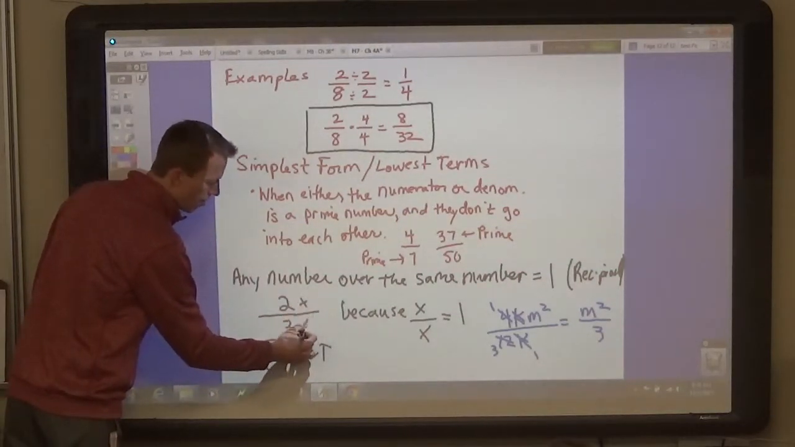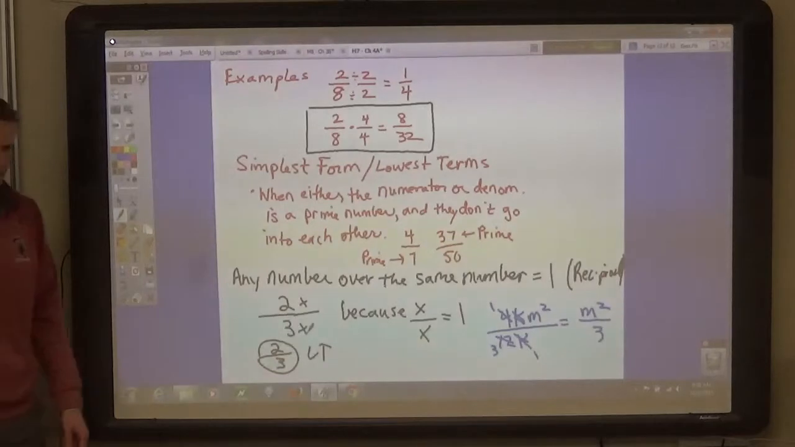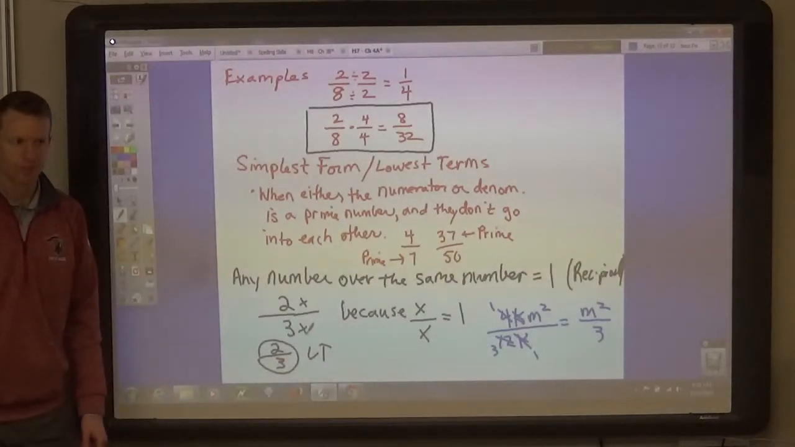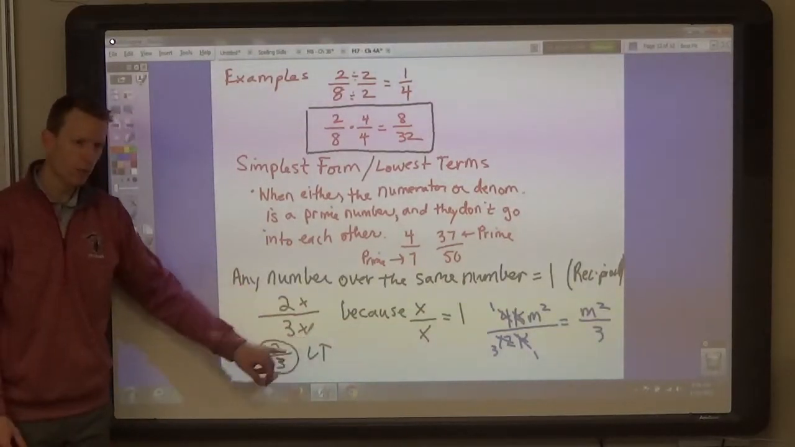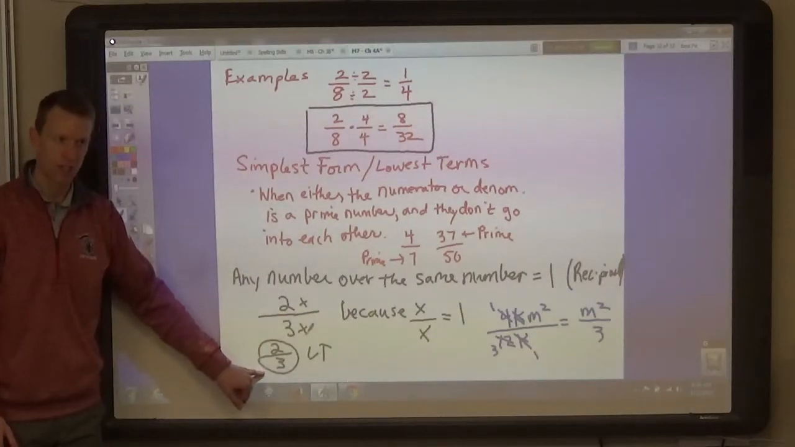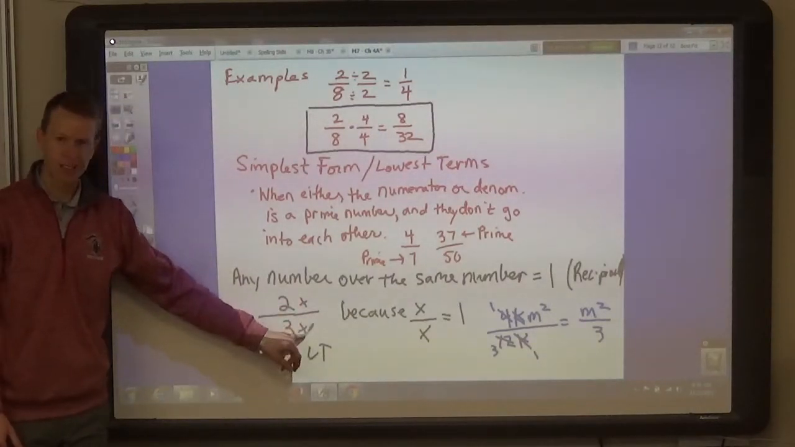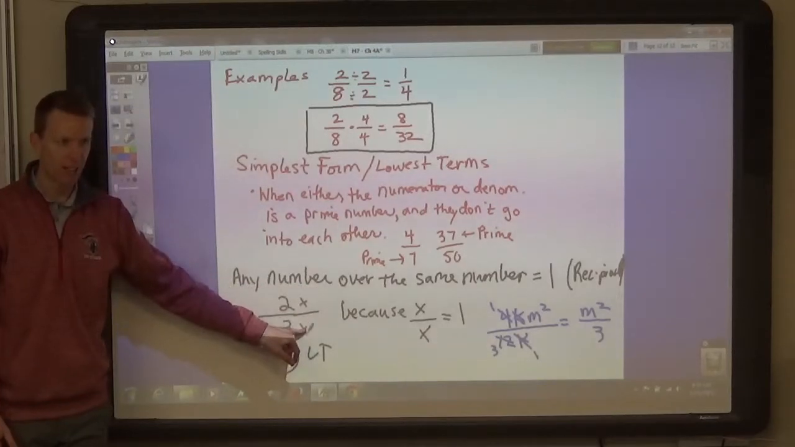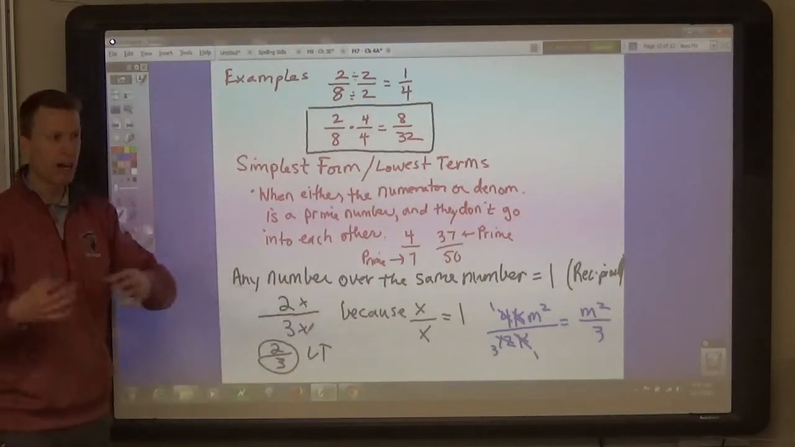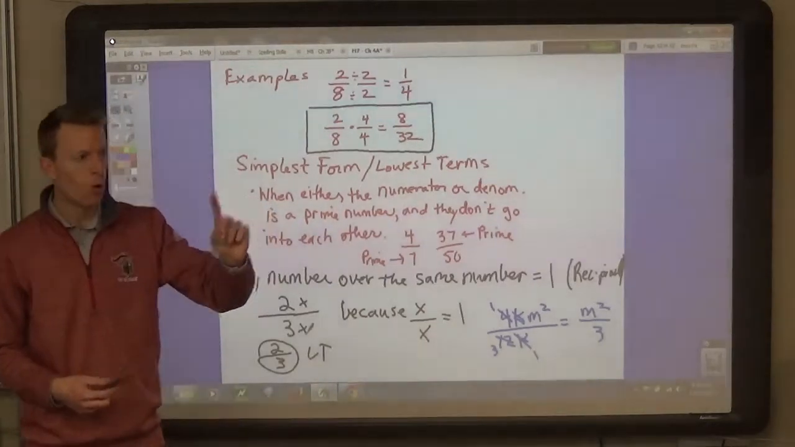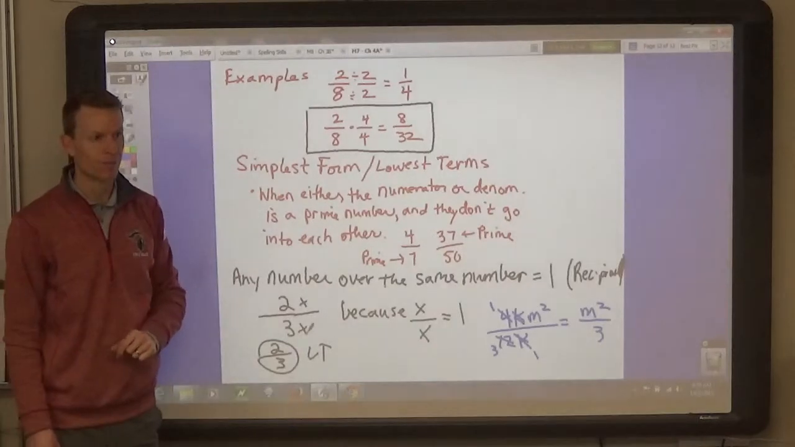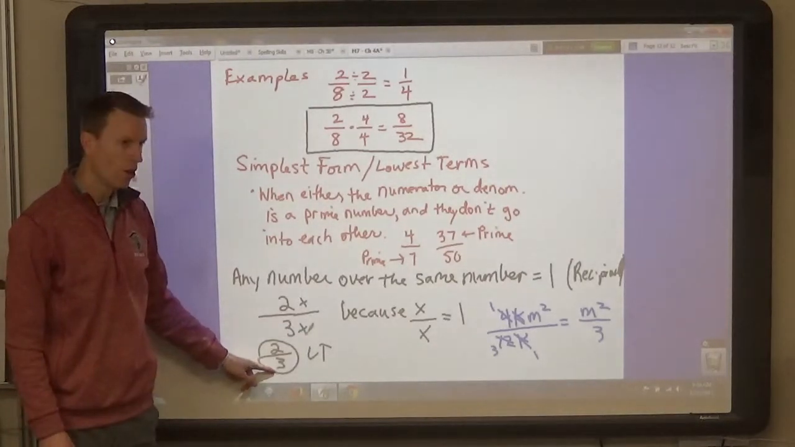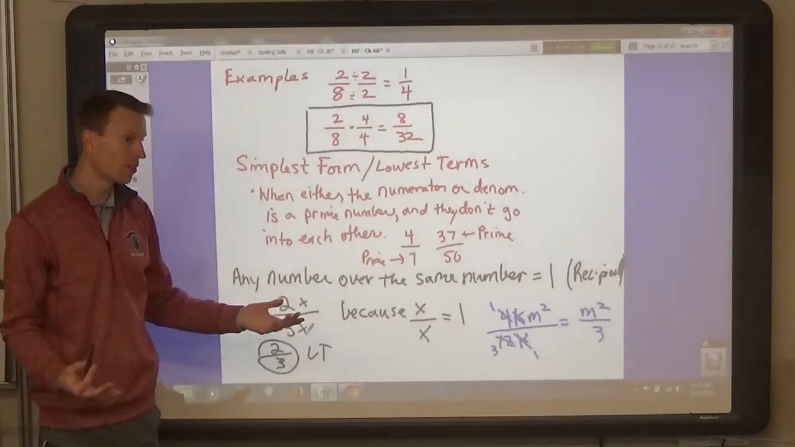2x over 3x. We simplify that? Yep. 2x over 3x is equal to just 2/3, because x over x, x divided by x, if x is a number and it's divided by itself, it's equal to 1. 4 over 4 is 1, isn't it? Wait, then wouldn't it be 2/3 x? No, 2/3 times 1 is just 2/3.